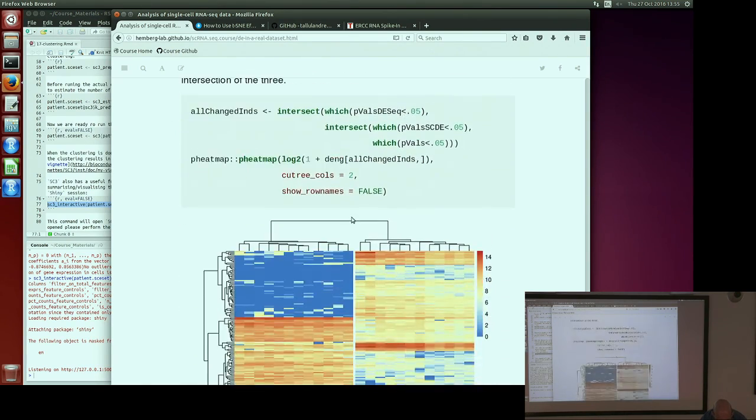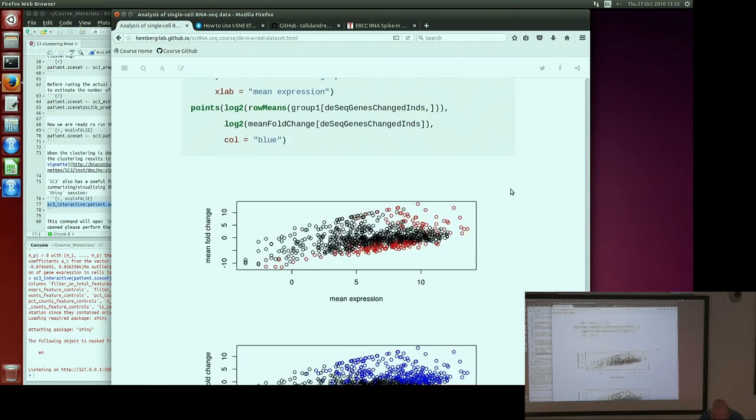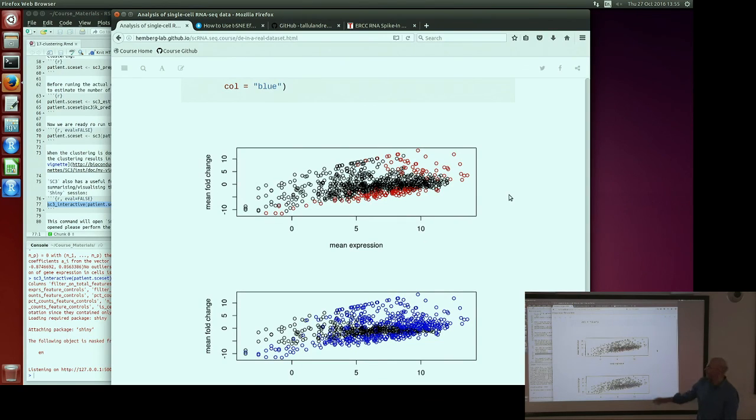So I think what I will let you do is to work through these exercises, which is essentially to generate the different plots that we showed, the MA plots and the volcano plots, using SCDE.